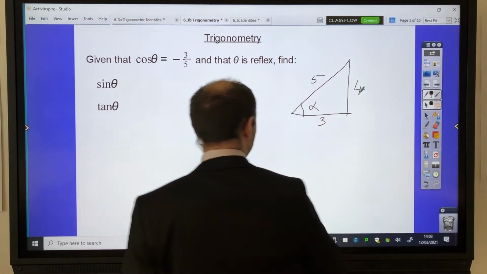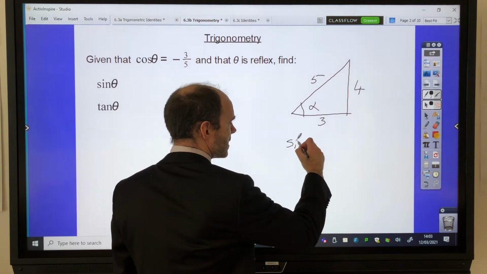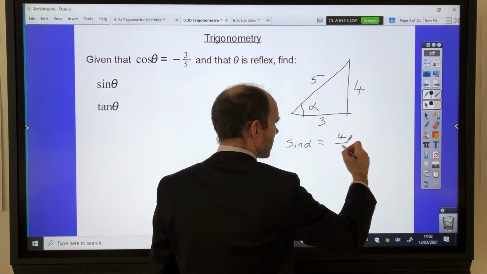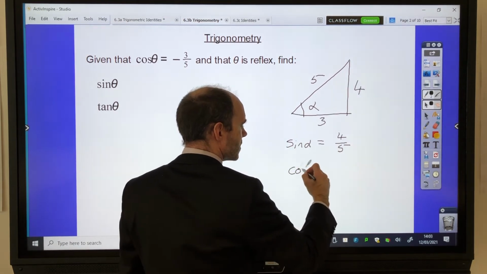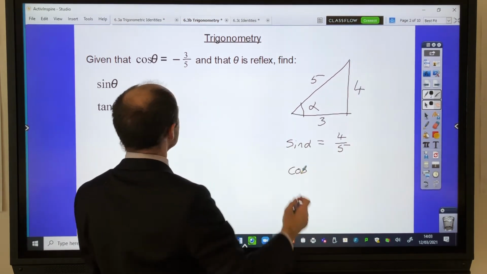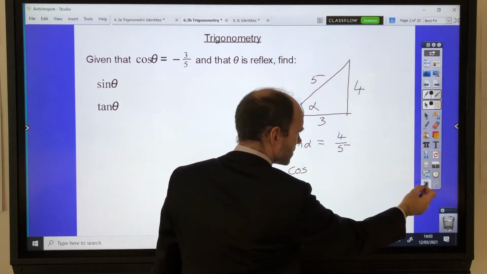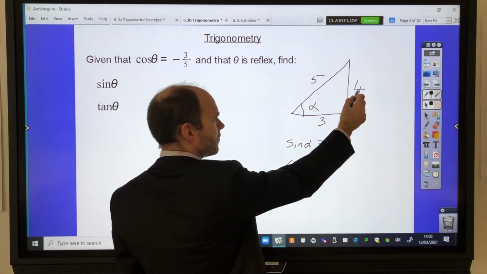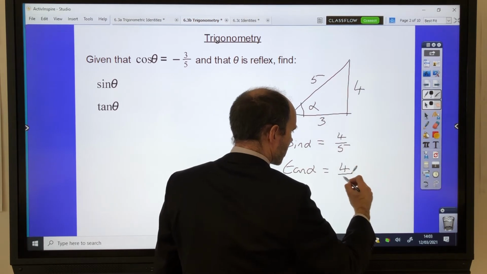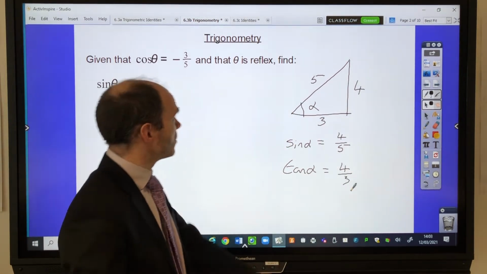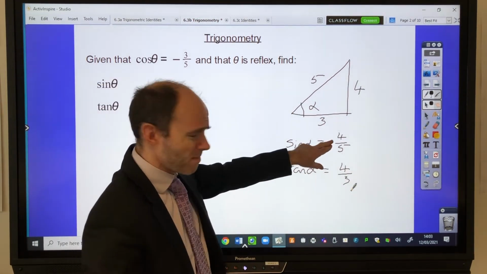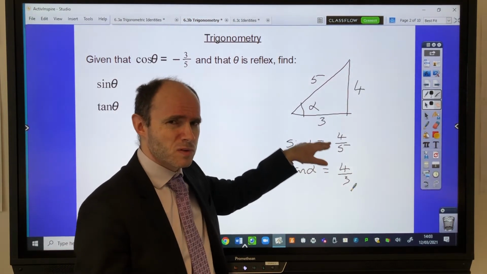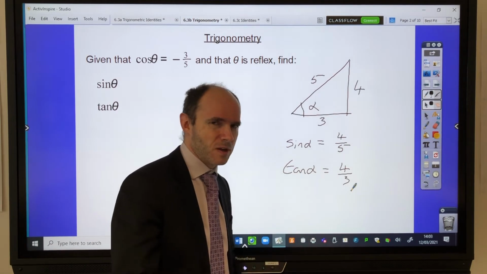Okay. Now if I use this, I'm going to have sine alpha is equal to 4/5, and I'm going to have cosine alpha, well, I've got that already, is negative 3/5. I won't write that down again. I'll have tan alpha is equal to 4/3. Okay. However, because theta is reflex, it may be the case that sine theta is negative 4/5 or positive 4/5. We don't know. Okay, we don't know.